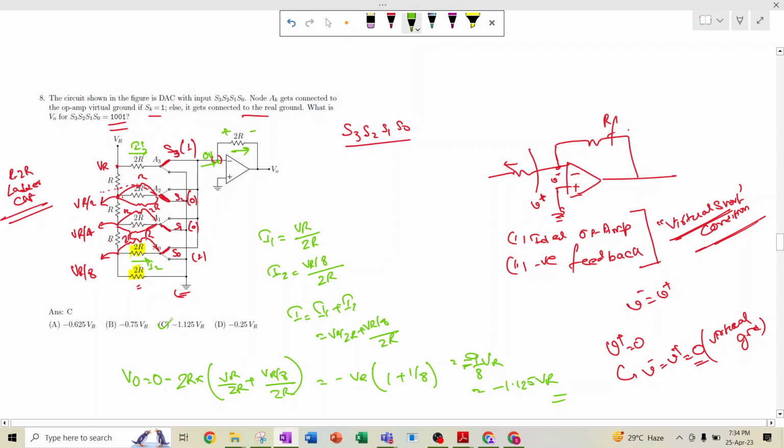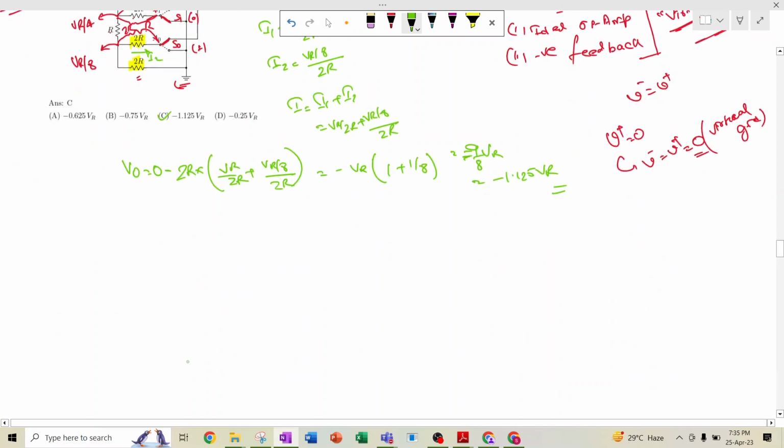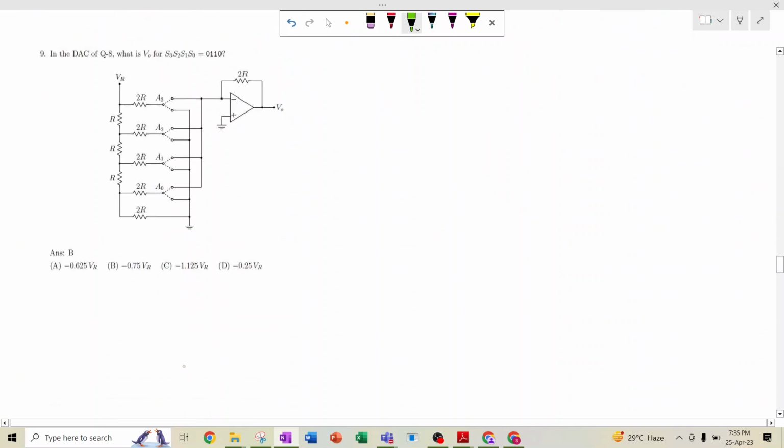So it is one of the easy problems, because even if you don't know that it is an R-2R ladder circuit, you can solve this question by basic analysis of the circuit, basic Thevenin's theorem, or simply the parallel and series concepts, and also the op amp concept. Okay. Next question.